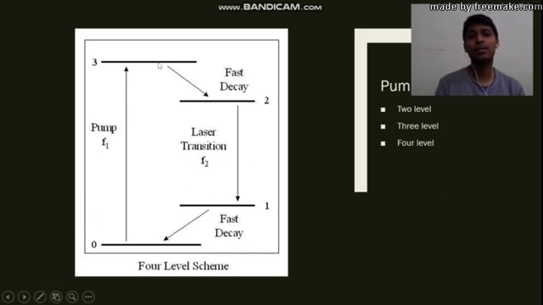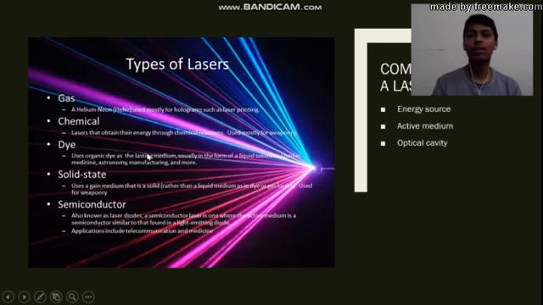From the excited energy state, since spontaneous emission takes place and it cannot hold the atom for a longer time, it fast decays into energy level 2. From energy level 2, the atoms gradually move to the lower energy level 1, and while traveling from energy level 2 to energy level 1, the laser transition takes place. After the laser transition, the atoms again go back from level 1 to the ground level, and the cycle keeps rotating and the laser keeps forming.